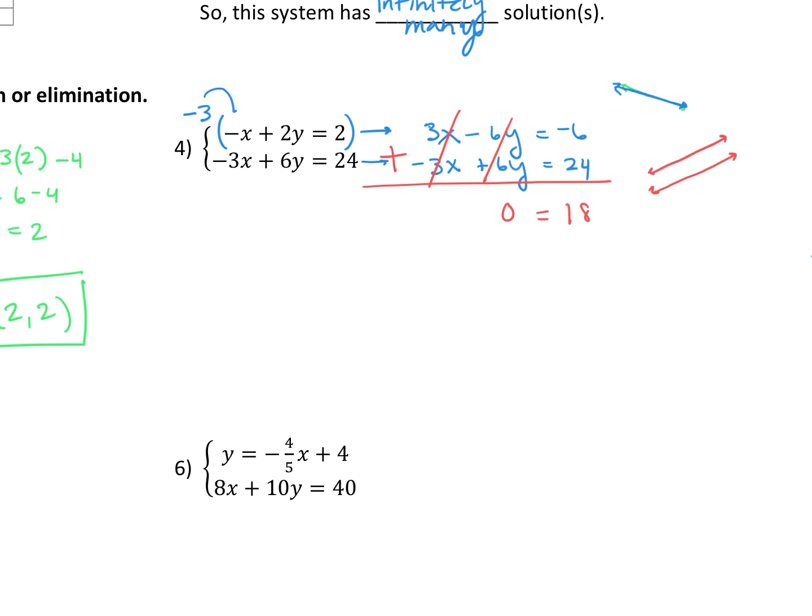Well, all we have to do is look at this right here. 0 equals 18. Does 0 equal 18? If this is true, that means solutions exist. We would say there are infinitely many solutions. If this is false, that means there are no solutions to this system. So because 0 does not equal 18, we know that there is no solution to our equation.